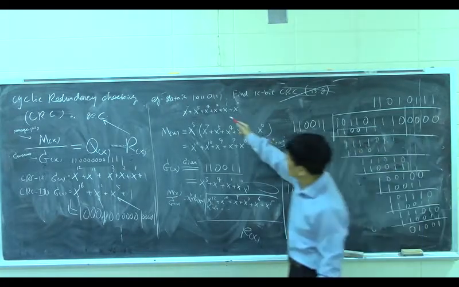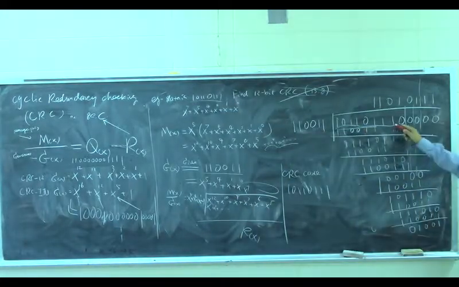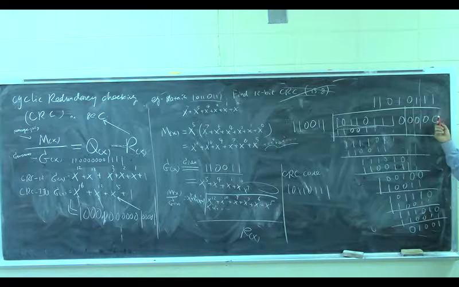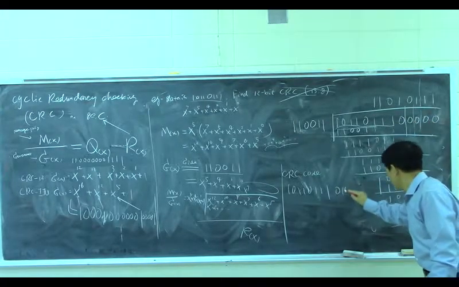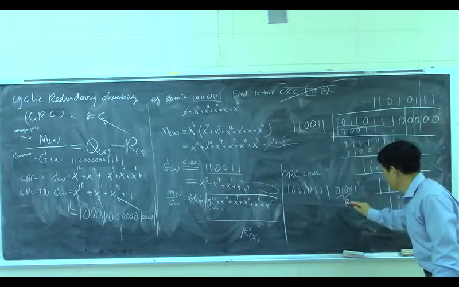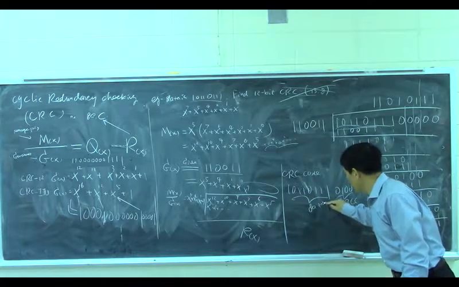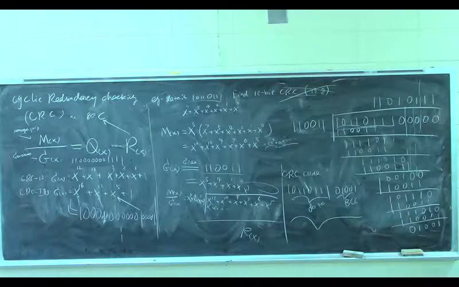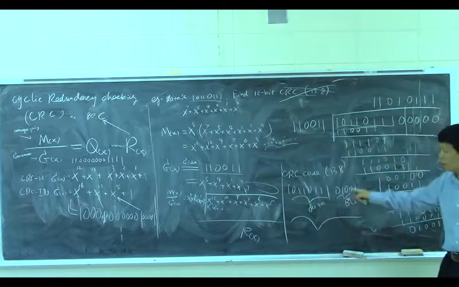Original data is here. But we put 5 zeros. We make this one the message polynomial. Then these 5 numbers will replace these 5 zeros. Alright, so that will be 0, 1, 0, 0, 1. So this is called a block checking character. This will be the original data, and this whole is called the CRC code. And this gives us a (13, 8) code. 13 is the total length, 8 is the data length.